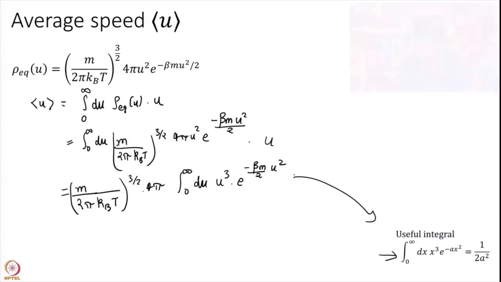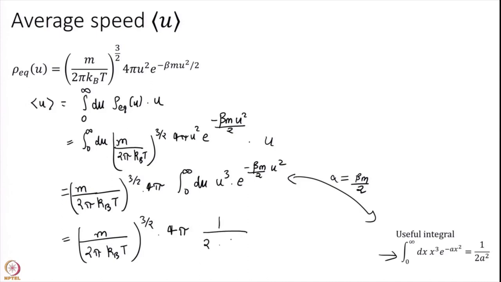So, to match these two, my a here will be beta m over 2. So, I get m over 2 pi k t to the power 3 half into 4 pi and 1 over 2 a square. 2 a I will write as m over 2 k B T because I have k B T in this equation. So, m square into k B T square. So, you can go ahead and simplify this equation and show this is equal to root of 8 k B T over pi m. So, this is clearly greater than 0.